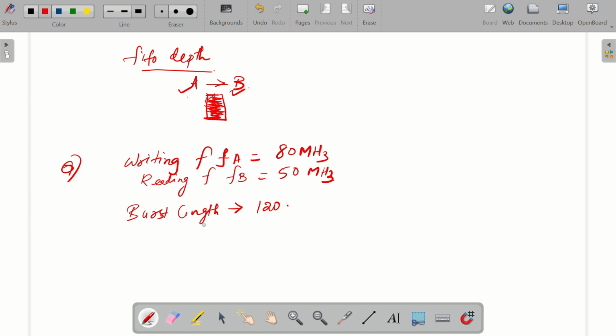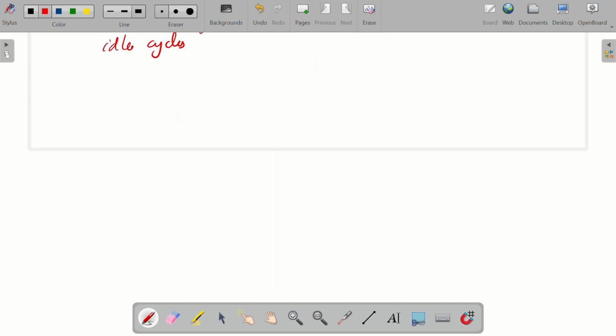Now I need to find, also it is mentioned that there are no idle cycles in between. So what do I mean by that? No idle cycles in between means that all the items are written as well as read in consecutive cycles. That means FA writes the data, FB reads the data. FA writes the data, then FB reads the data. So all this reading and writing are happening in consecutive clock cycles.